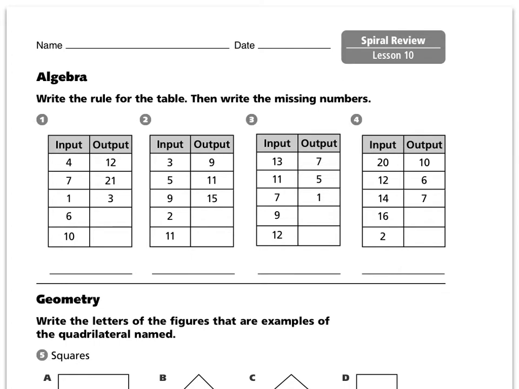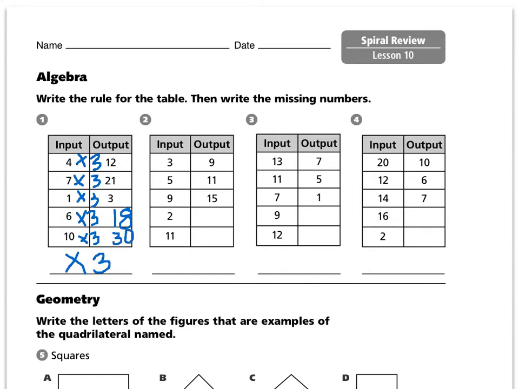I can see that they're not just adding a certain number, they're actually increasing though, and they're multiplying by a certain number. And I know that 4 times 3 equals 12, 7 times 3 equals 21, and 1 times 3 equals 3. So my rule is going to be to multiply by 3. So 6 times 3 equals 18, and 10 times 3 equals 30.